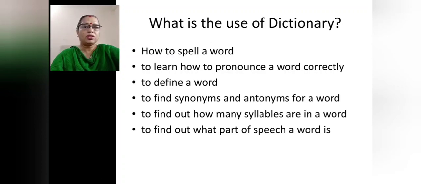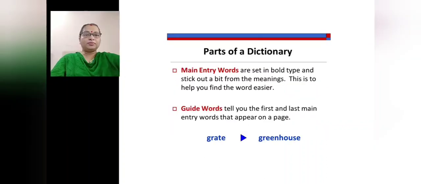Now, let's see what is the use of dictionary. It tells us how to spell a word and to learn how to pronounce a word correctly. It also defines a word and it helps us to find synonyms, antonyms for a word. It tells us how many syllables are there in a word, and it also tells us what part of speech a word is.